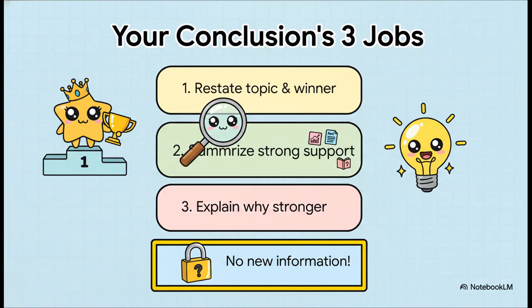First, remind the reader who the winner was. Second, quickly list the types of strong support they used. And third, just give one final sentence explaining why that evidence made all the difference. Oh, and look at that big rule at the bottom. No new information. Your conclusion is a victory lap, not the time to start a new argument.